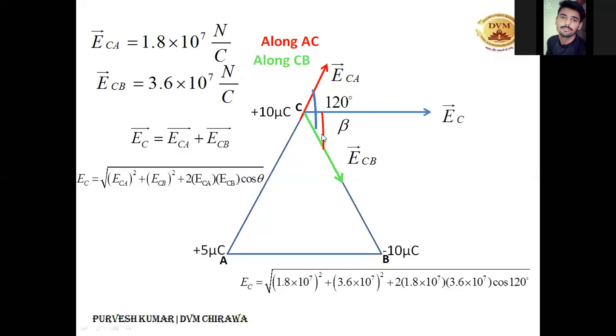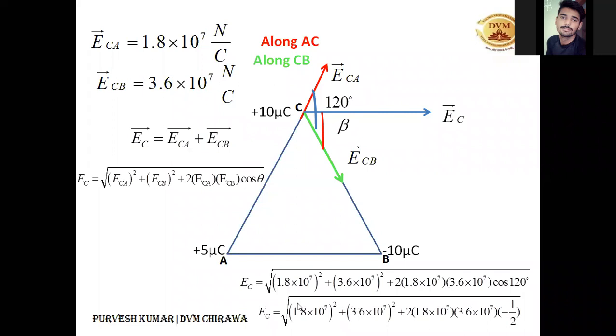Also, I have mentioned the direction of this electric field. The direction of this resultant electric field at C is at an angle beta from ECB. Now, solving it out, you are left with 1.8 into 10 to the power 7 square plus 3.6 into 10 to the power 7 square plus 2 into 1.8 into 10 to the power 7 multiplied by 3.6 into 10 to the power 7 cos 120 degree. Cos 120 is minus half.